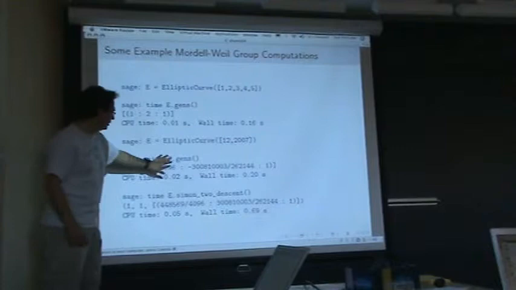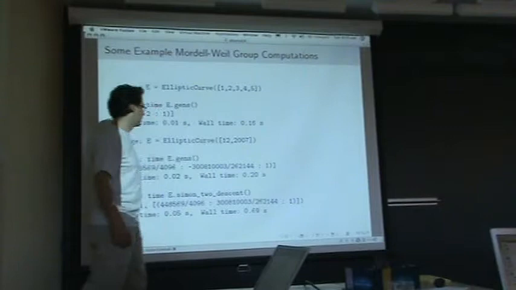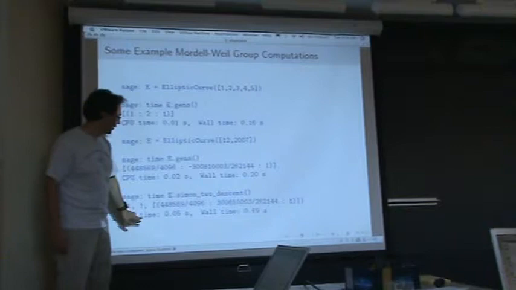What does 12, 2007 mean? It's just the a4 and a6: y squared equals x cubed plus 12x plus 2007. It's just pretty much at random. And then there's the same one done with Simon's program, which takes a little longer in that case.